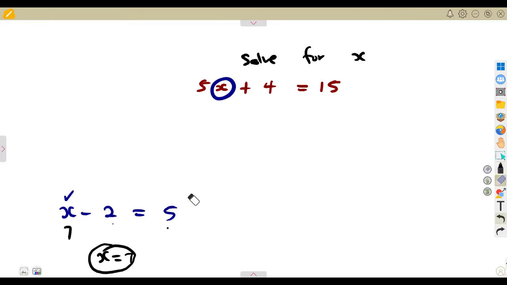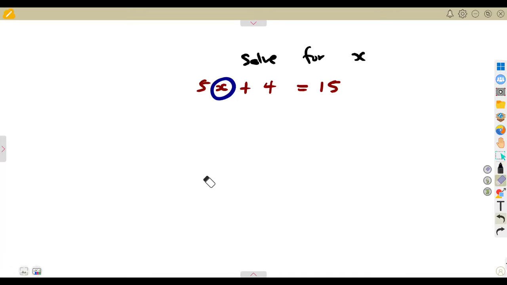But I'm supposed to solve. I'm supposed not to do guesswork. No, I'm supposed to solve. So how do I solve? That's the question. So in actual sense, you are supposed to remove the numbers that do not have x. Where there is x, you remove the terms that do not have x. Any number that does not have x. Here we do not have x, so we can transpose this, or take this to the other side of the equation.